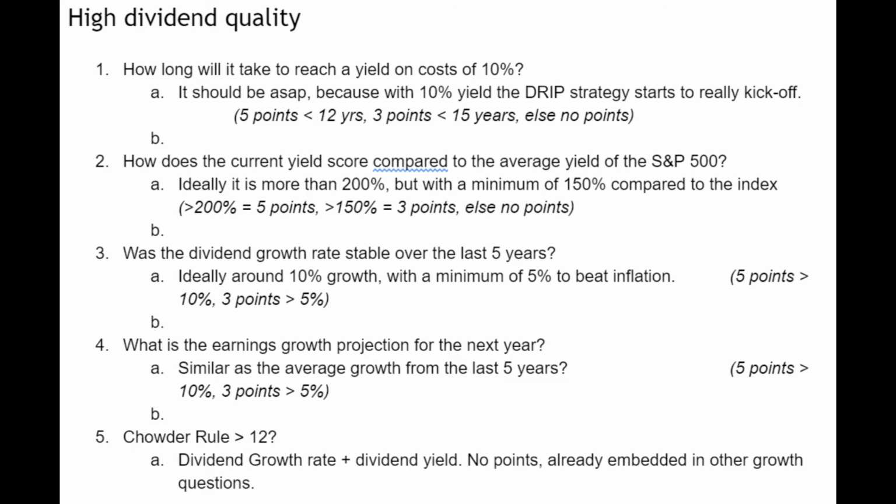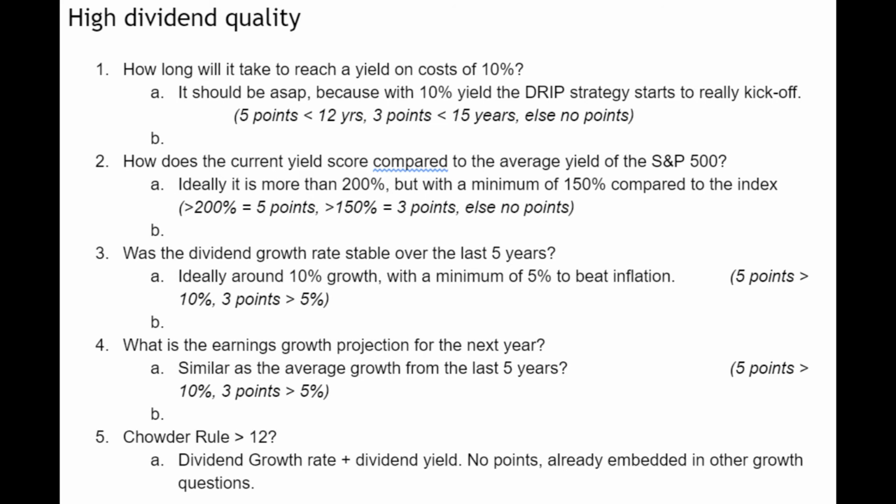And I think for utilities, it's probably 8 or 9%. But I really like this check, always whether the Chowder Rule is more than 12 or not, because it might be that you have, for instance, high yield but no growth, and then your stock, your compounding might actually not go anywhere really.